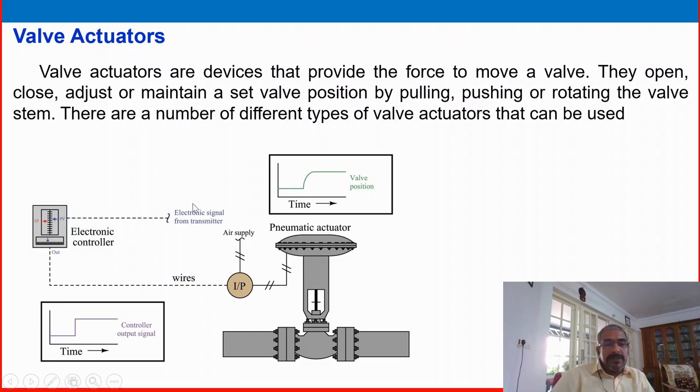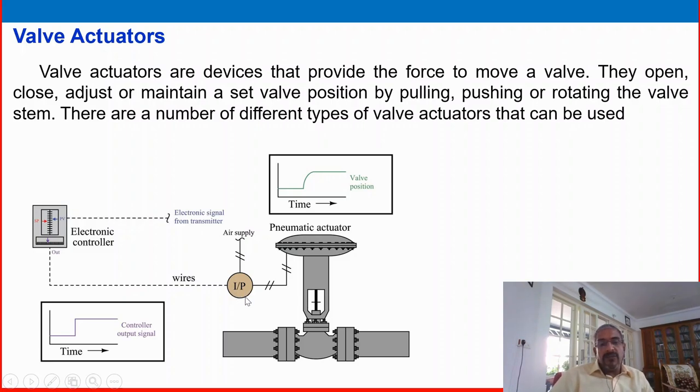So in this picture, the electronic signal from the transmitter is coming into the controller. Controller output is coming to I2P. What is I2P? We already discussed that in the previous session. The electronic signal is coming from the electronic controller, but our actuator is a pneumatic type. So we cannot give an electronic signal to a pneumatic actuator. So we are converting that with an I2P converter.